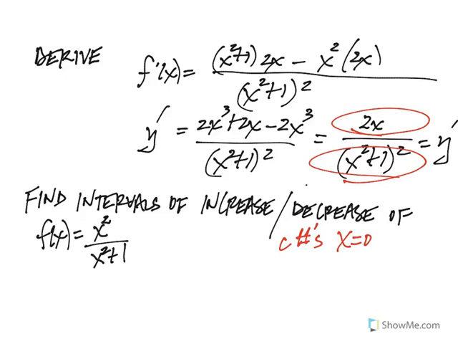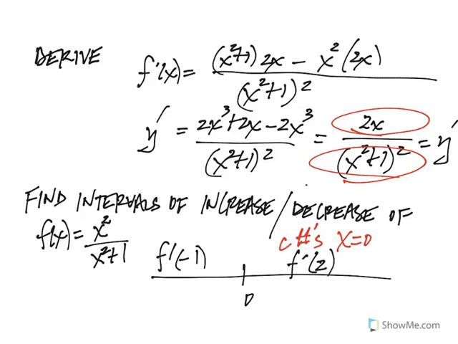Now if I'm looking for intervals of increase, decrease, I put all my critical numbers on a number line, and I test. I'll do f prime of negative 1, and then f prime of 2. Again, just picking general numbers at random within each of those intervals. I take negative 1, I plug it into my first derivative. That looks like it's going to be less than 0. I take 2 and plug it in. That gives me a positive.